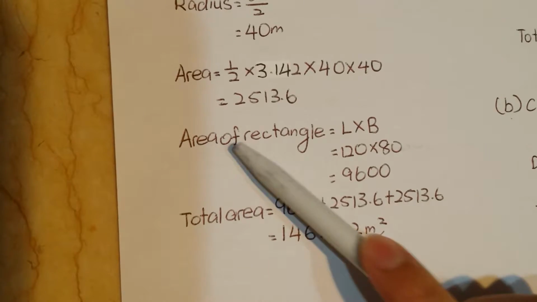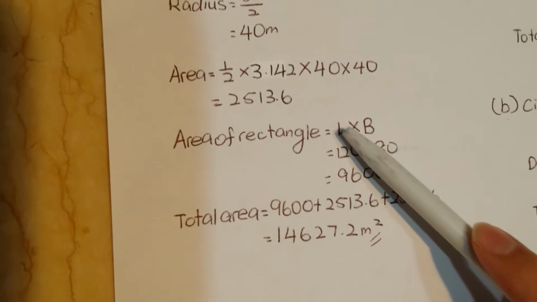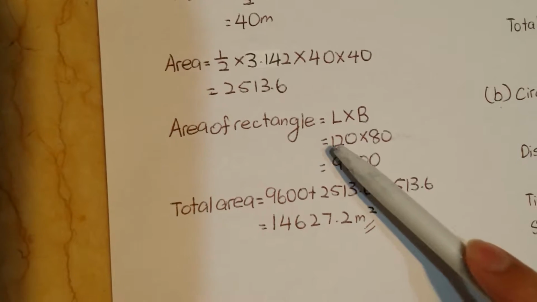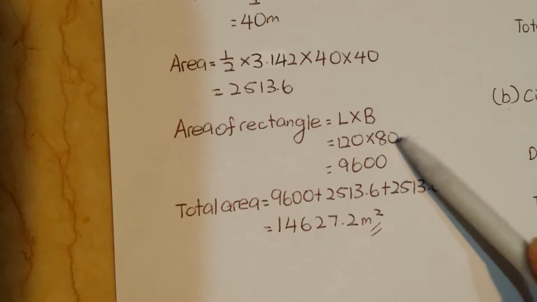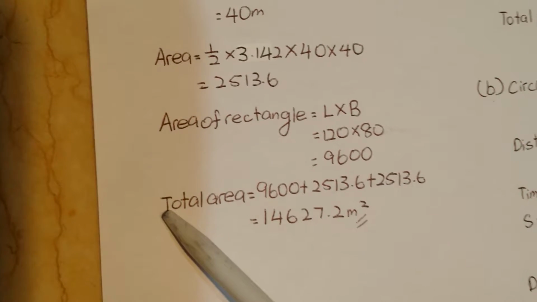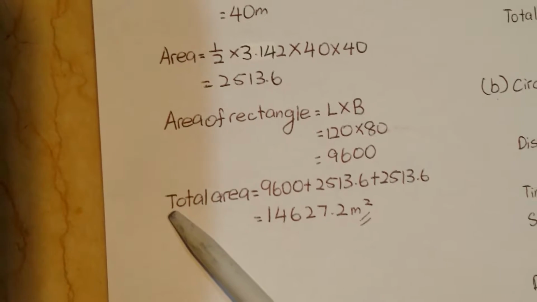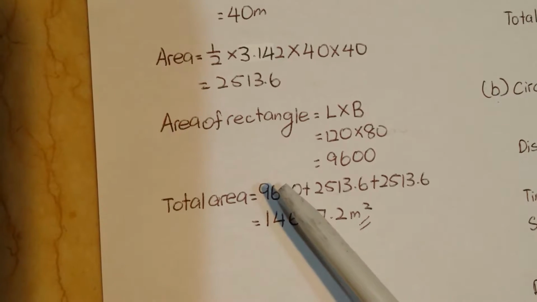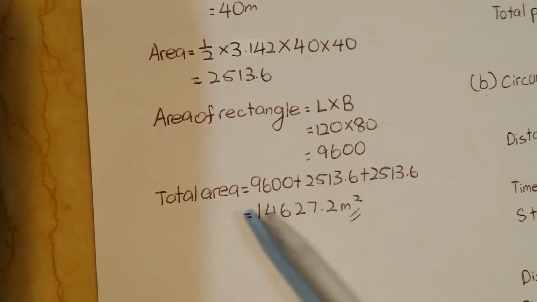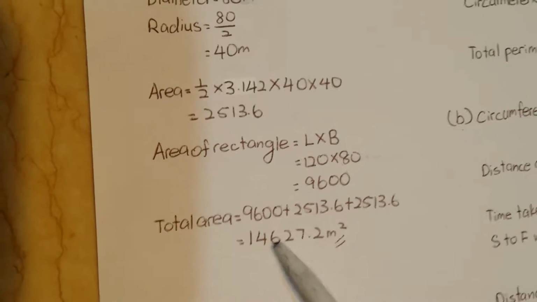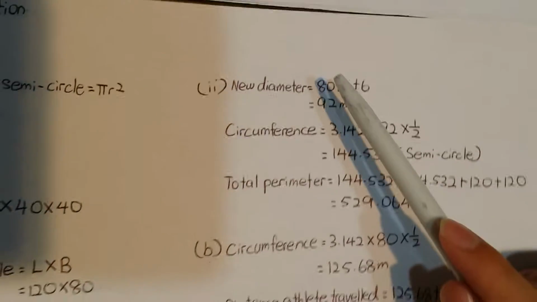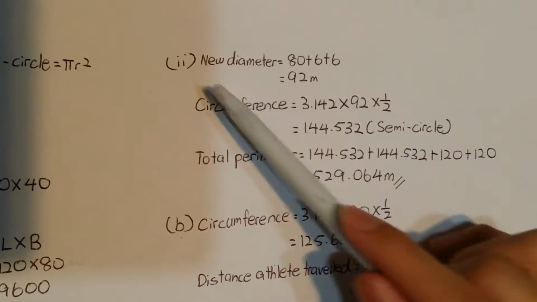Now we find the area of the rectangle, the formula is length times breadth. We take 120 times 80 equals 9600. So now we can find the total area, which is the area of the rectangle plus the area of the semicircle and semicircle, which will give us the answer 14627.2 meters squared. Now we do question 8A2.